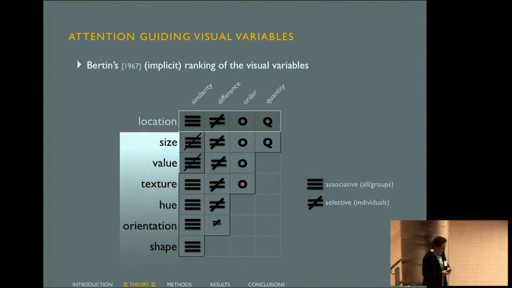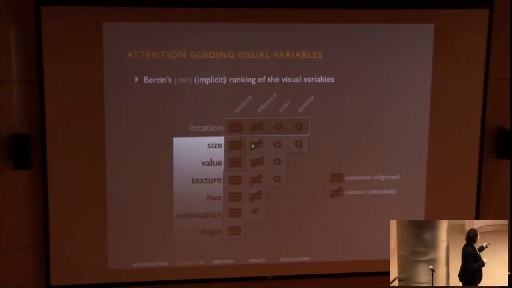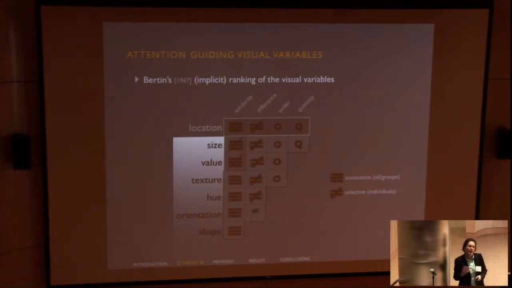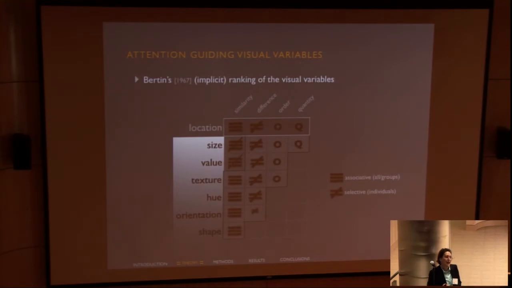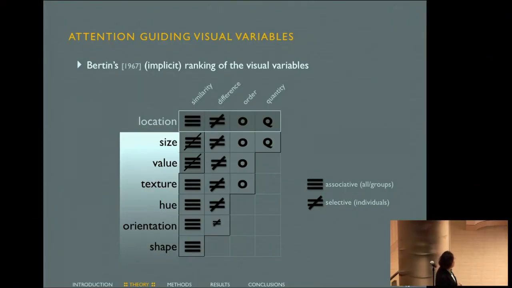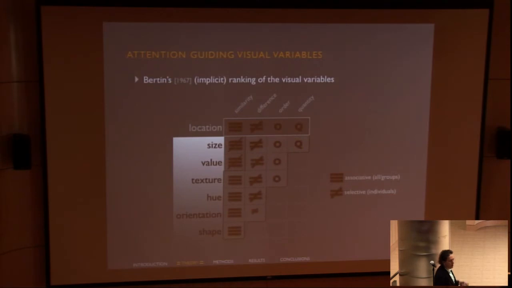I will give you an example later on. The second most important is size. And you can see the importance is ranked in terms of properties, dimension, data properties it can communicate. So size is the second most important because it can be used to show difference, similarity, order, and so on. And then it goes down the list, and shape is the weakest one.